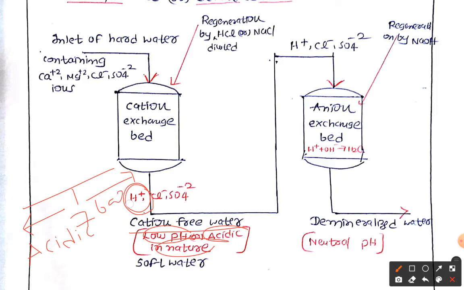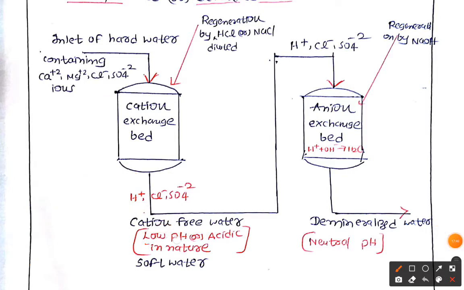Low pH indicates acidic nature, and higher pH indicates basic nature. So here it has low pH because H plus ions are present and it is acidic in nature. It is a soft water. We already discussed that if you remove the cations, that water is called soft water. So from the cation exchange bed you get soft water.